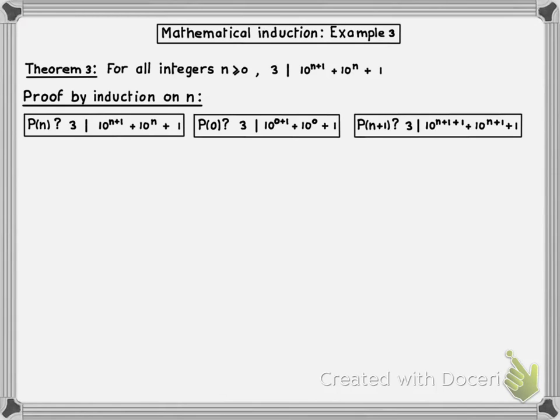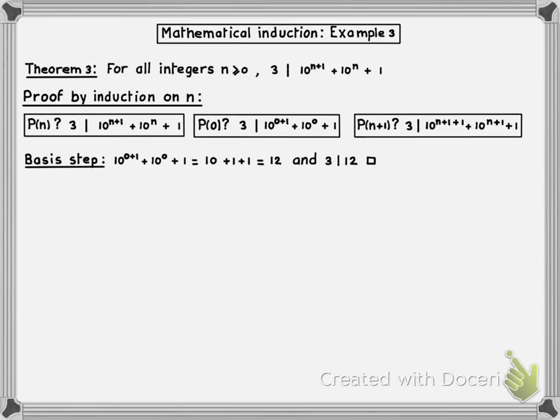Recall that our proof by induction must start with a subproof called the basis step, where we have to prove P of 0. To prove P of 0, we're just going to compute the value of this expression and then check that it is evenly divisible by 3. So this expression is equal to 10 plus 1 is 12, and 3 evenly divides 12. Therefore, we're done with the proof of the basis step.